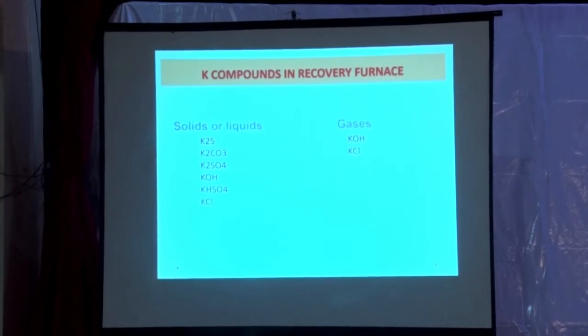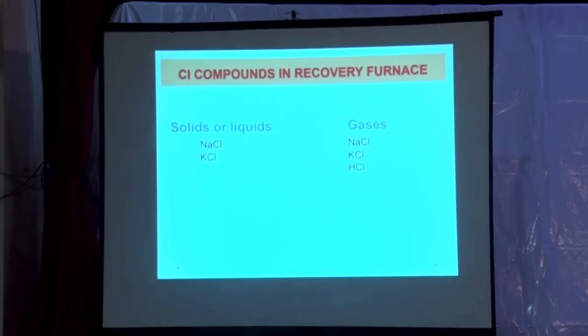So we tested it and found that these NPEs, in the form of chloride and potassium, are present in all three states: solid, liquid and gases. In solids and liquids, potassium is present as potassium sulfide, potassium carbonate, potassium sulfate, KOH, potassium hydrogen sulfate and potassium chloride. In gases, it is KOH and KCl. We will come later to why KOH and KCl appear in the gas phase. Chloride compounds in solid and liquid phases are present as NaCl and KCl.